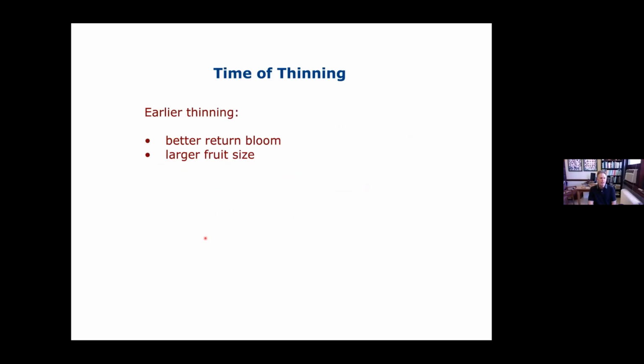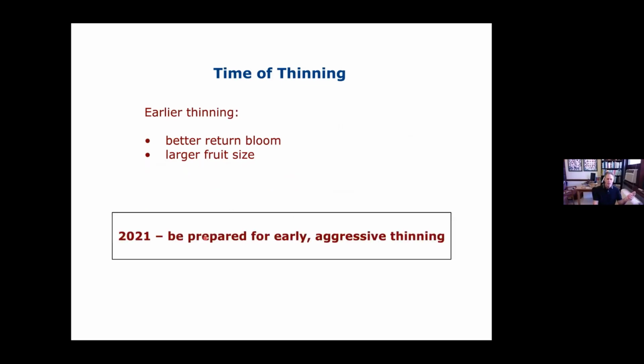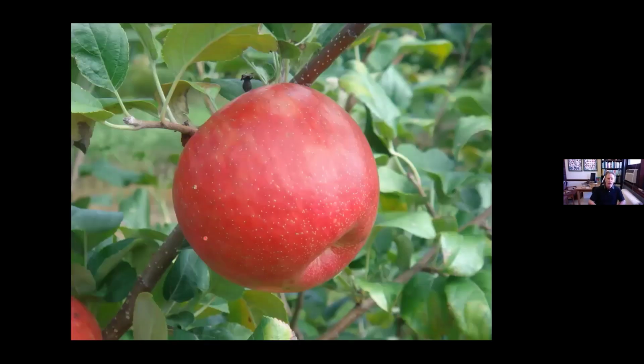So earlier thinning, you get better return bloom and larger fruit size. And so the take-home message in 2021, this year: be prepared for snowball bloom, a lot of bloom, and be prepared to thin early and aggressively. That's the take-home message. And so hopefully you have a crop that's going to look like this on your trees.